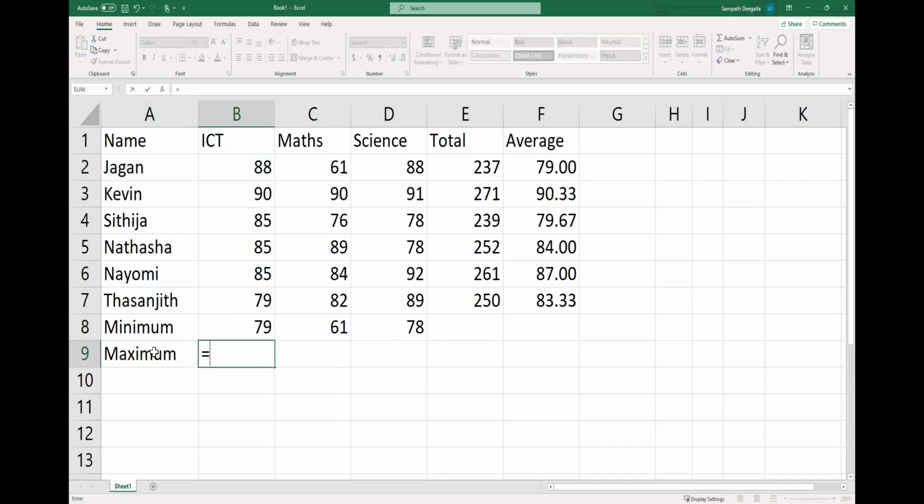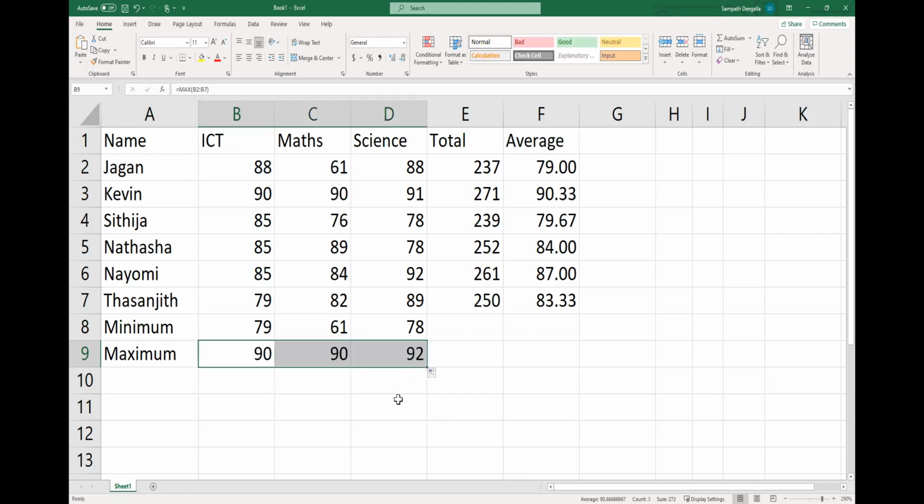Simply, the function you should know is MAX. Again, the range. So we know it goes from B2 to B7. We know the maximum marks for ICT is 90. If you copy these to the others, we'll get it like this.